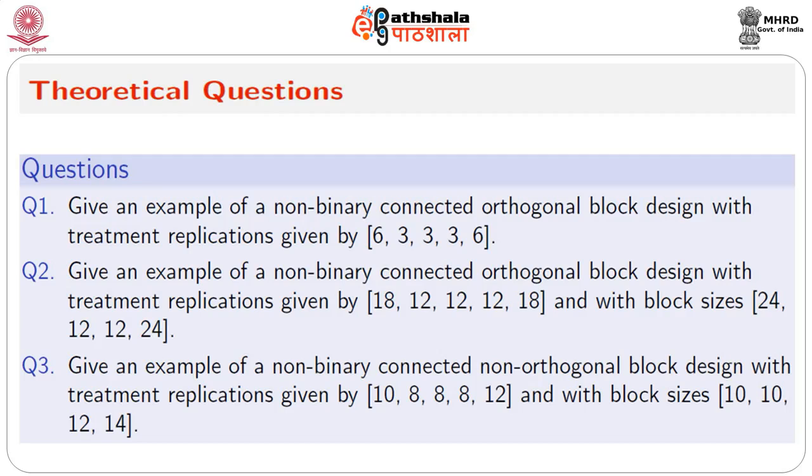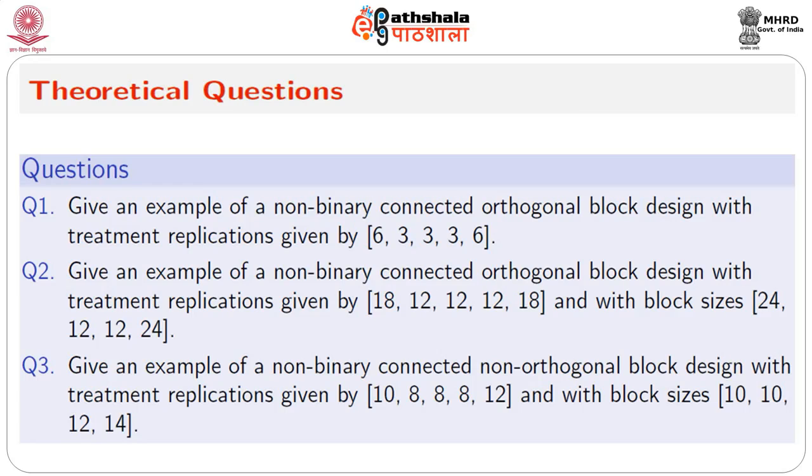So capital N matrix is of order 5 cross 4. You write out a blank matrix of order 5 by 4. You know that the row totals refer to the treatment replications. Those are 18, 12, 12, 12, 18. And the column totals refer to the block sizes. Those are 24, 12, 12, 24. You figure out these two totals in the margins.